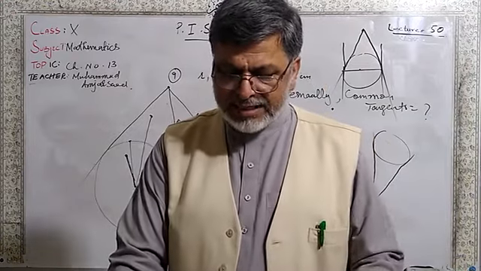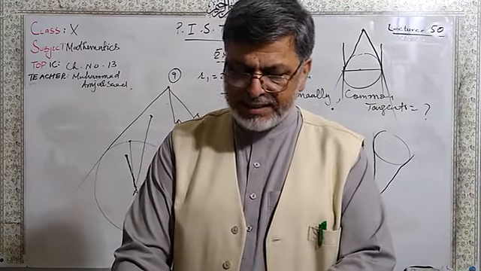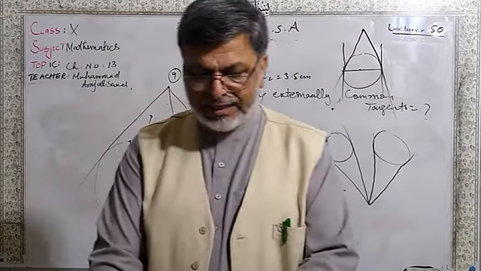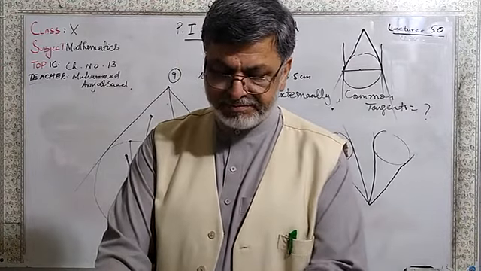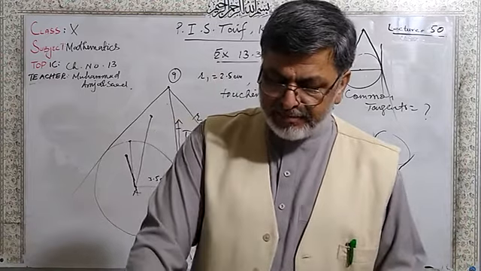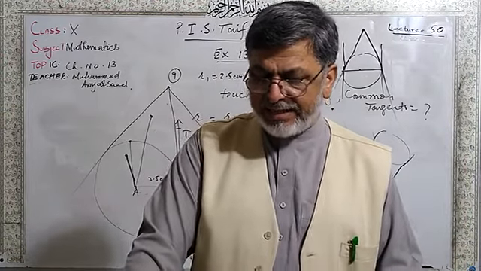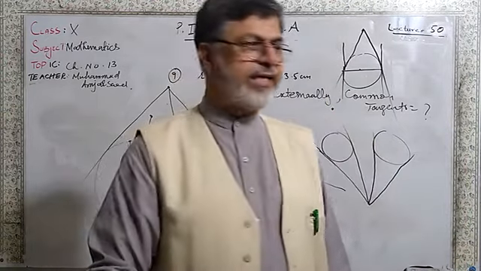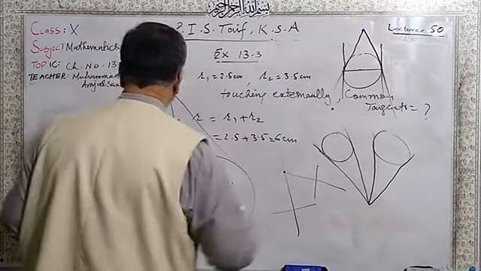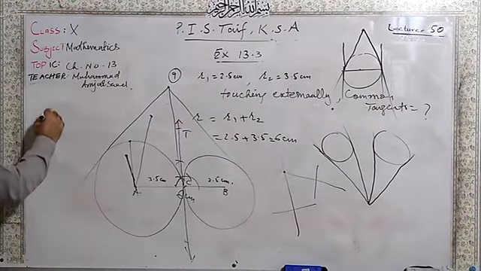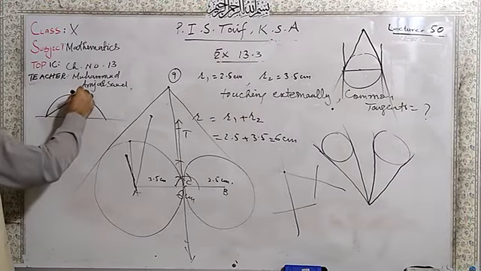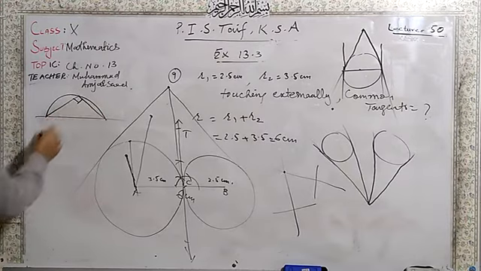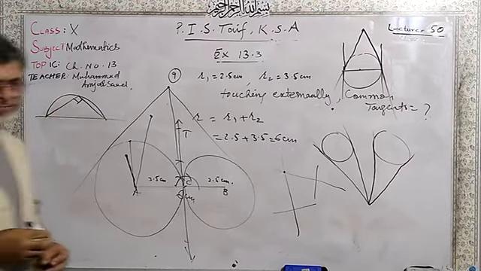A circle has only one center. One and only one circle can pass through three non-collinear points. An angle inscribed in a semicircle is 90 degrees. Basically, here is a semicircle. This inscribed angle is always 90 degrees. This one, 90 degrees.